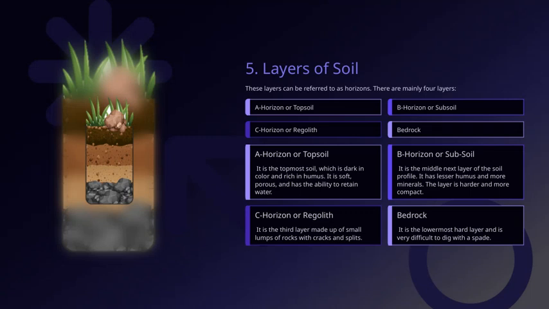Now, let's take a closer look at the layers of soil, also known as horizons. These layers are essential because they tell us a lot about soil composition and health. There are mainly 4 layers we focus on.